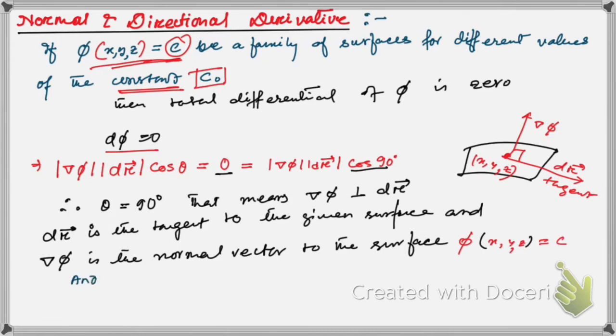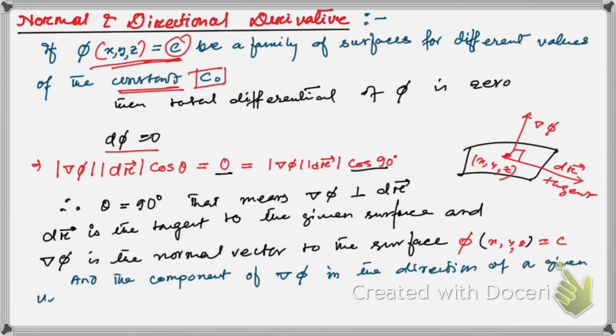Given surface, right? And if you find a component of grad phi in the direction of a given vector, suppose that vector is d, then you know how to find the component of a given vector. Suppose you need to find the component of vector a along vector c, then what are you going to do? You will multiply vector a with the unit vector of c, right? You do that usually. So the same thing we're going to apply here. So we will do what?